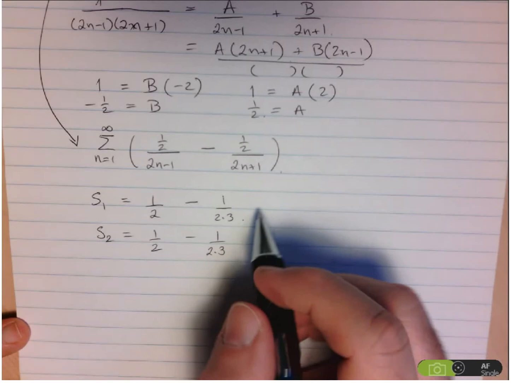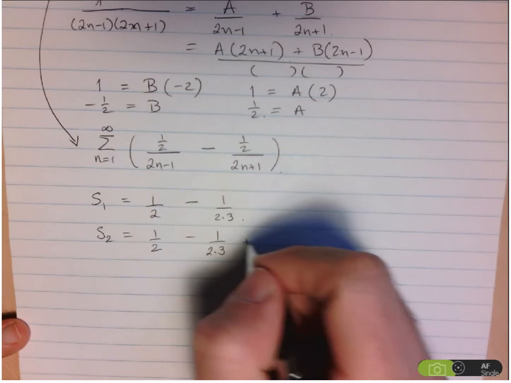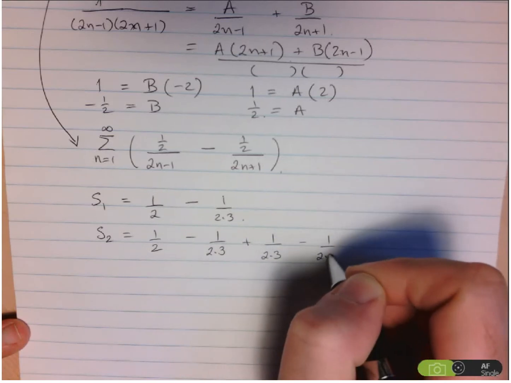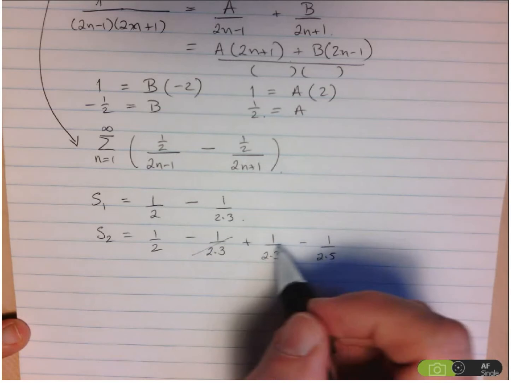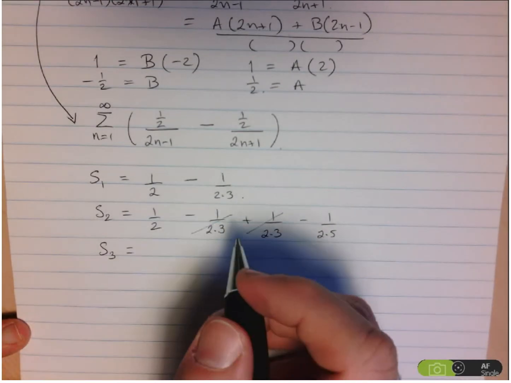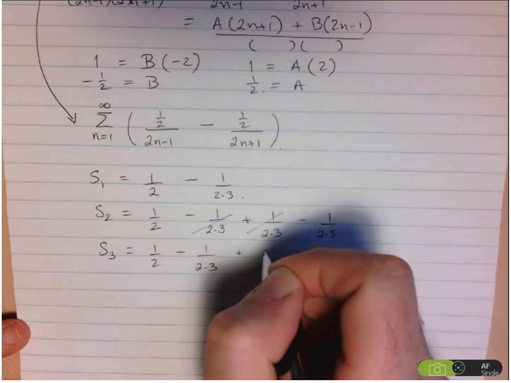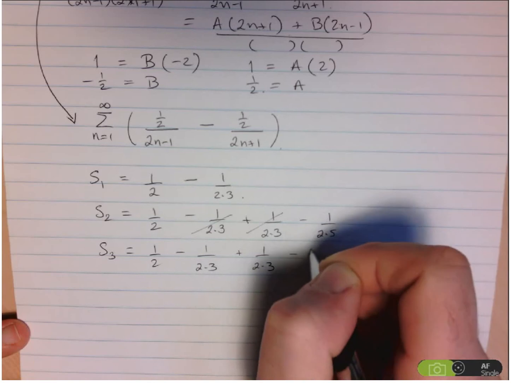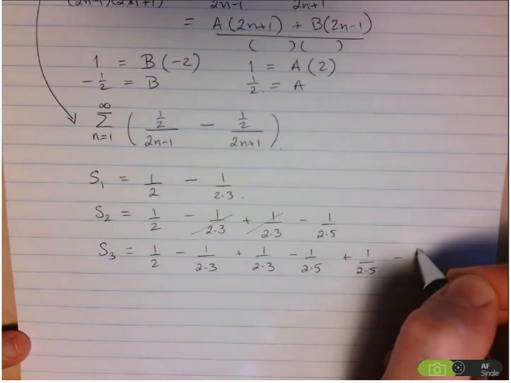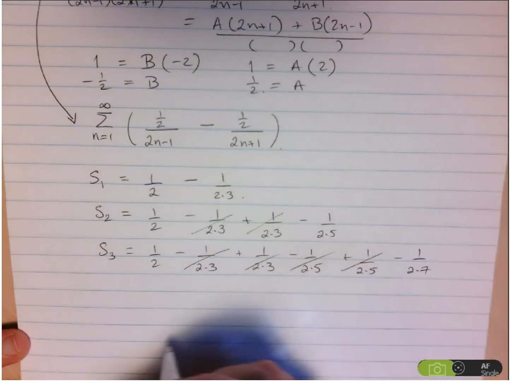And let's take a look at what's going to happen here. We're going to have now, instead of 1 and 3, 3 and 5. So plus 1 over 2 times 3 minus 1 over 2 times 5. And we're starting to see the same pattern. The middle terms are canceling out. So let's do one more just to make sure the pattern continues. So 1/2 minus 1 over 2 times 3, plus 1 over 2 times 3 minus 1 over 2 times 5, and then plus 1 over 2 times 5 minus 1 over 2 times 7. And again, we see all the middle terms cancel out.